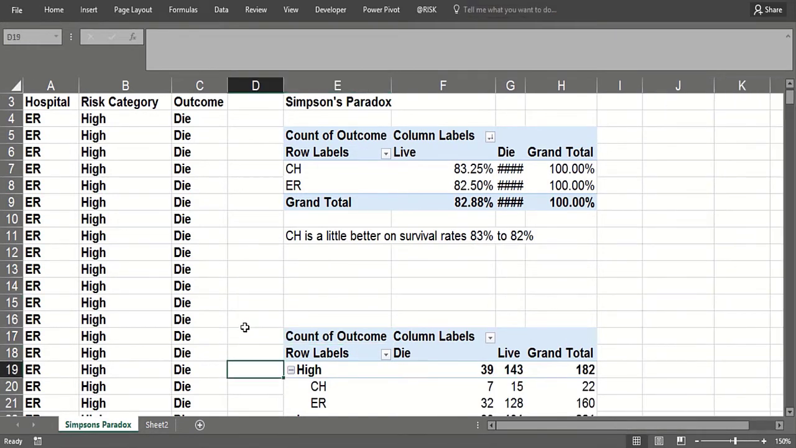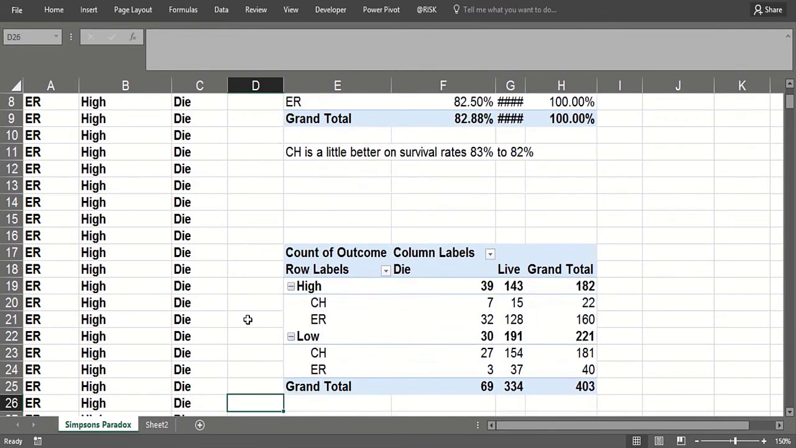Okay, now before we do percentages, if you take a look at this, what you'll notice is ER saw 160 high-risk patients, Chicago Hope 22. Chicago Hope saw 181 low-risk patients, ER 40. So basically, ER saw the predominant majority of the high-risk patients. So naturally, they should not do as well on survival if they were equally as good a hospital as Chicago Hope because they're seeing higher risk patients.